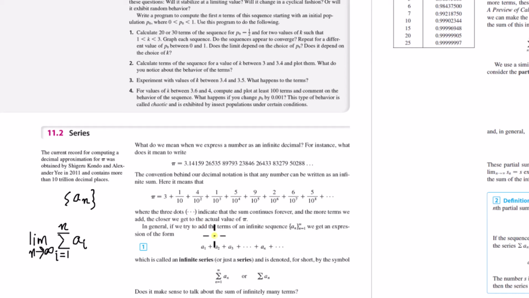In general, if we try to add the terms of an infinite sequence, we get an expression of the form: the first term plus the second term plus the third term plus ... the nth term ... Where, again, notice what it said. We're adding the terms of an infinite sequence. So don't forget that a sequence is intimately related to a series. With a series, you're summing the terms of a sequence. So every series has a corresponding sequence.